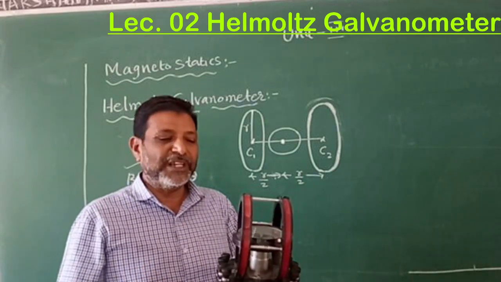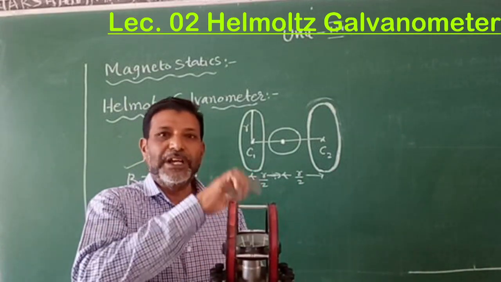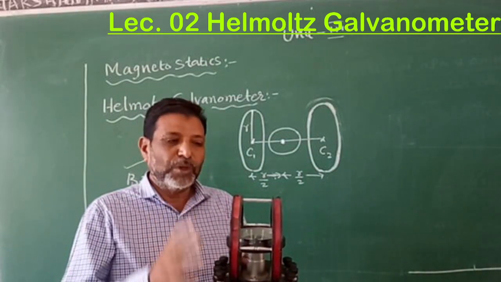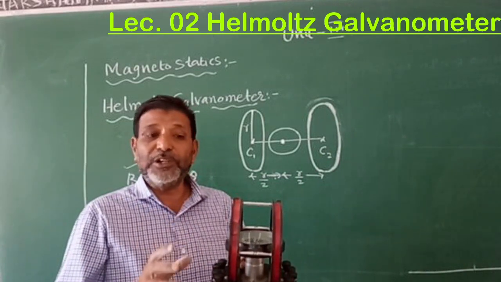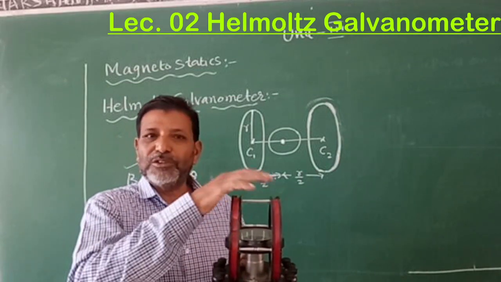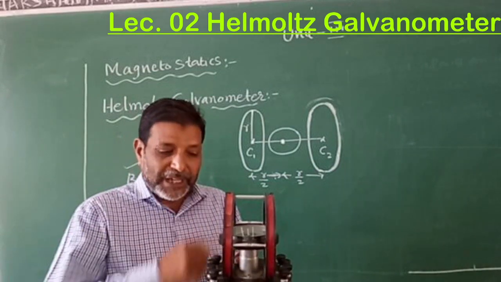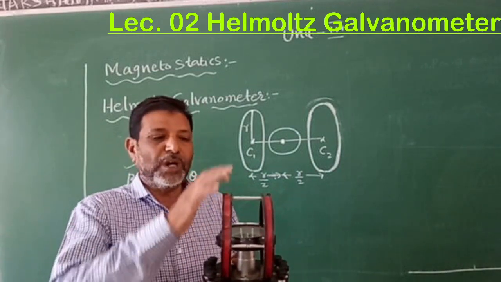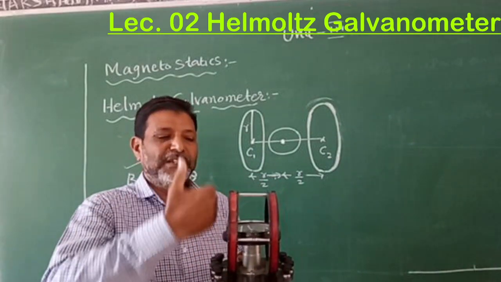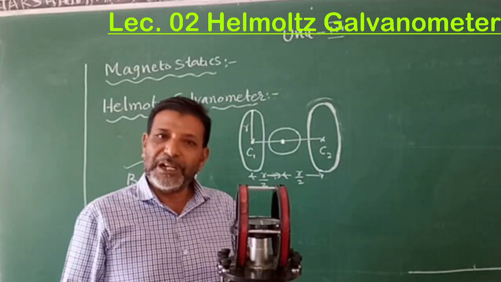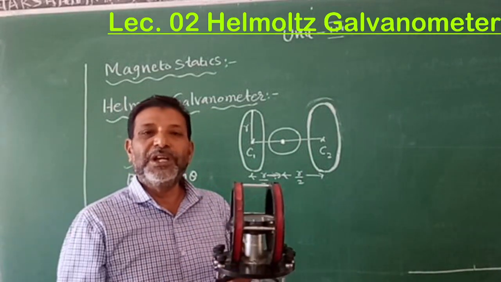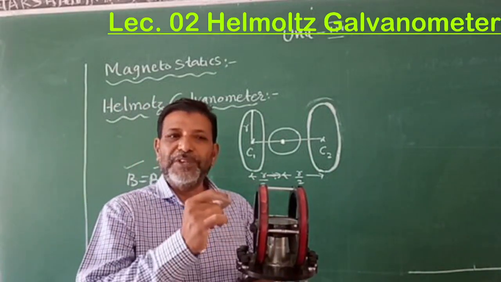One more point is that the two coils you are using here must be identical, meaning both must be the same. The radius of both coils is the same, and the number of turns in both coils is also the same. Therefore, the Helmholtz galvanometer consists of two identical coils placed on a horizontal frame, so that the planes of the two circular coils are parallel to each other, and the distance between the two coils is equal to the radius of one of the coils.